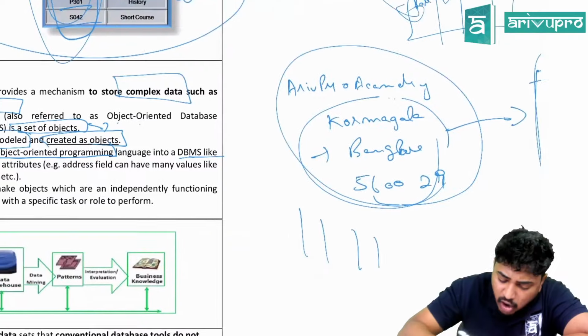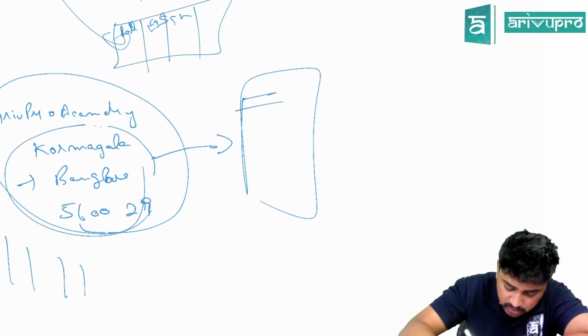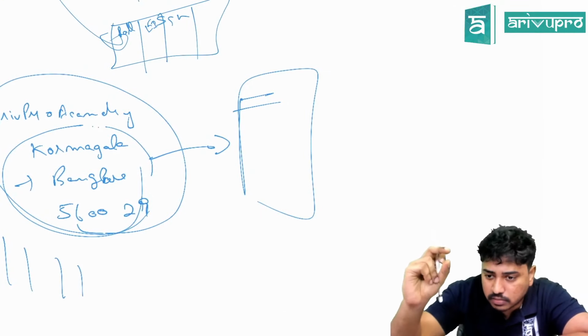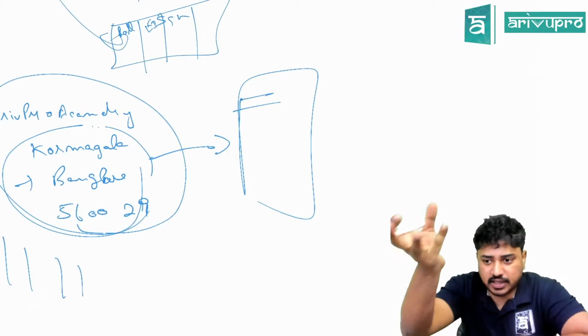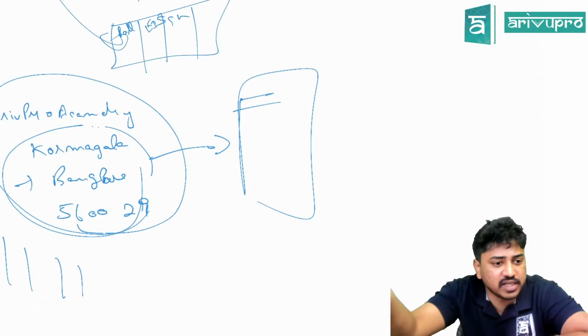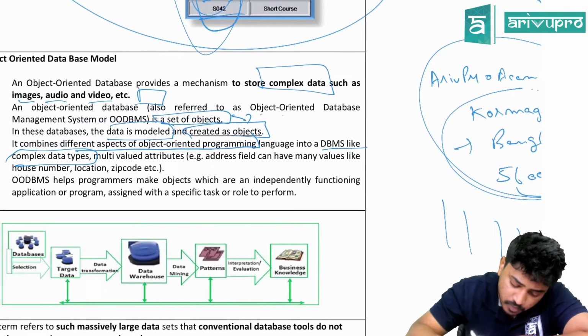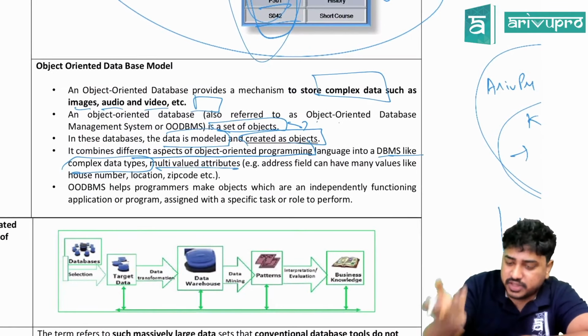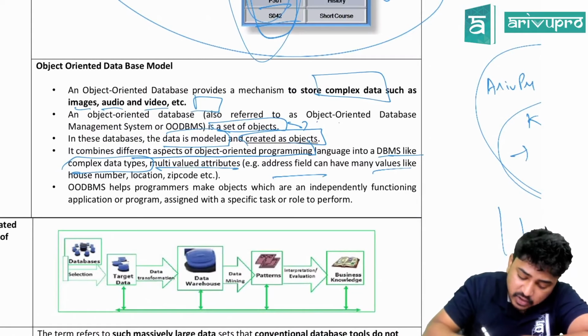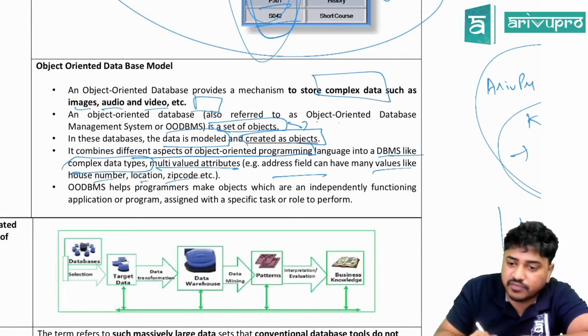This isn't a simple data type, right? It combines the whole address and stores it as one. Is it numbers? Is it alphabets? Everything is allowed. It's a complex data type. Multiple valued attributes, yes. An address field can have values like house number, location, and so on.